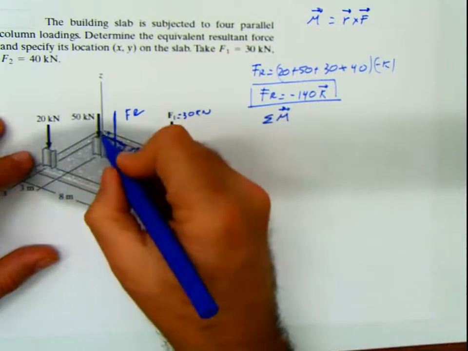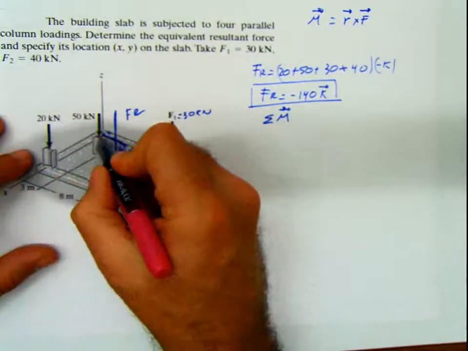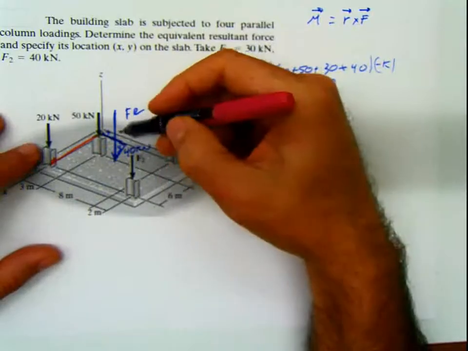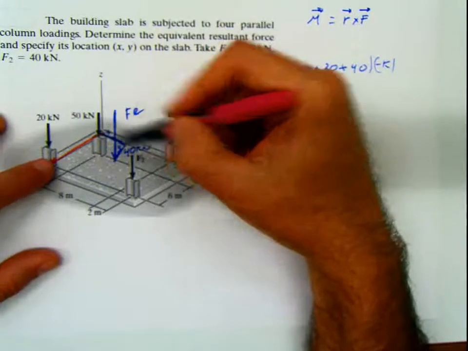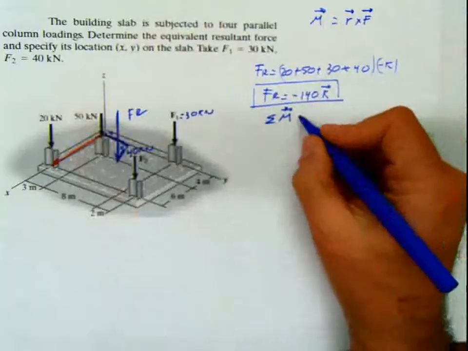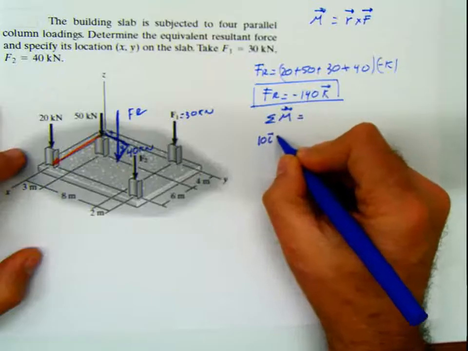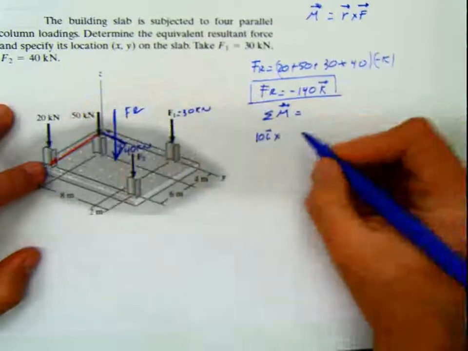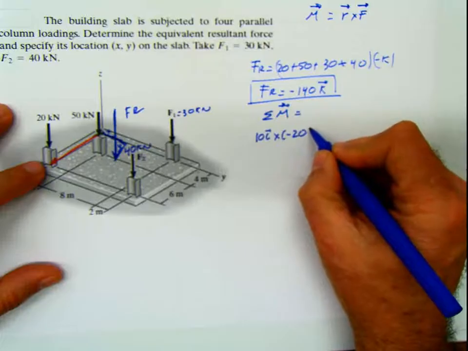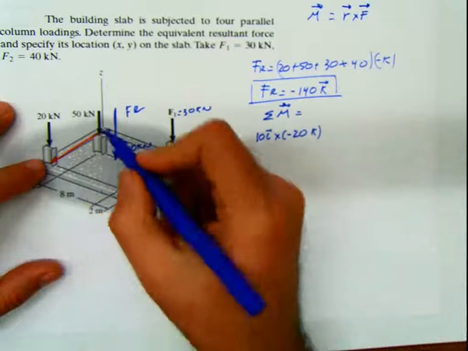That force of 20, from this point, which is the origin, the arm is going to be this one, and this one means 10 in the I direction. So my R is going to be 10I cross the force, and the force is negative 20K. Done that one.